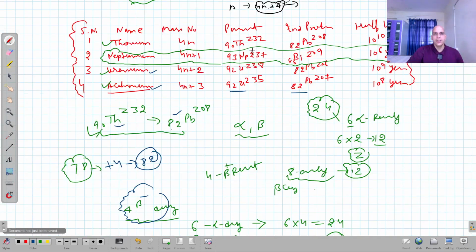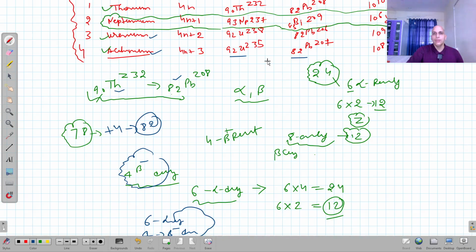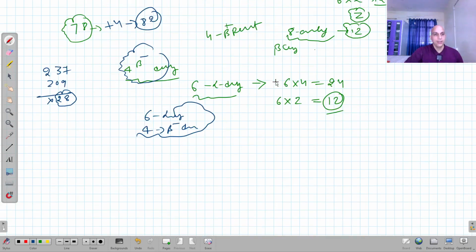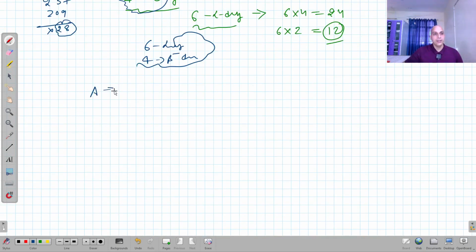Sorry, Neptunium series, you can see 237 and 209. 28, right? So 28 is the change in mass number. And what is the change in atomic number? 93 and 83, 10. A changes by 28 and Z changes by 10.